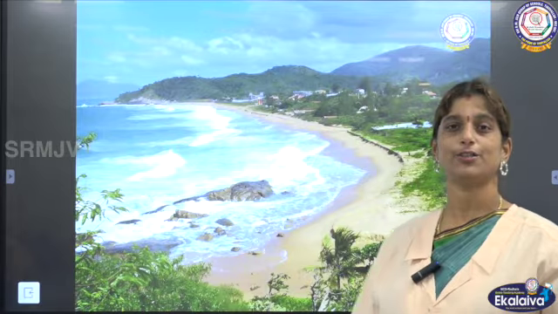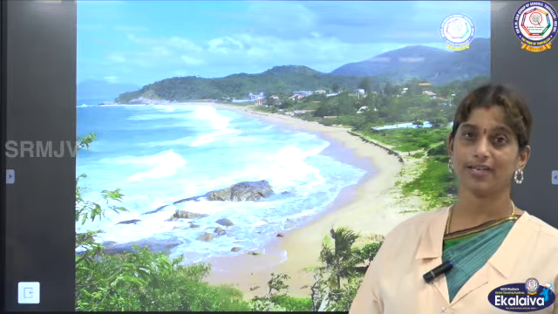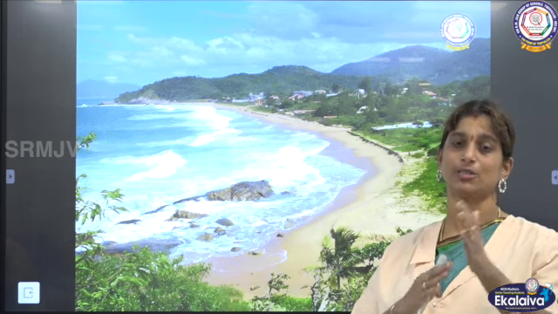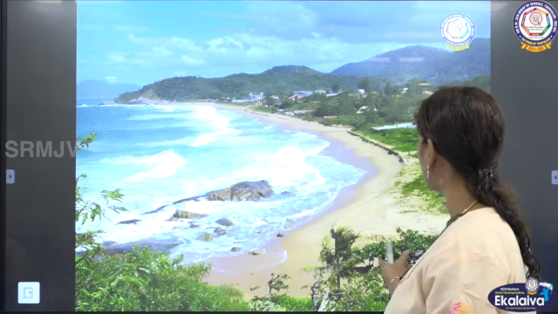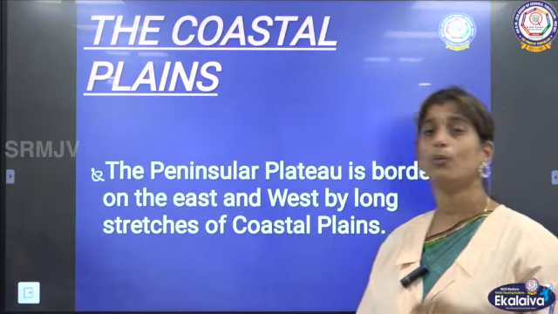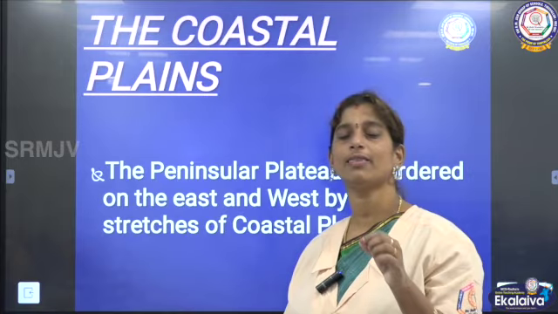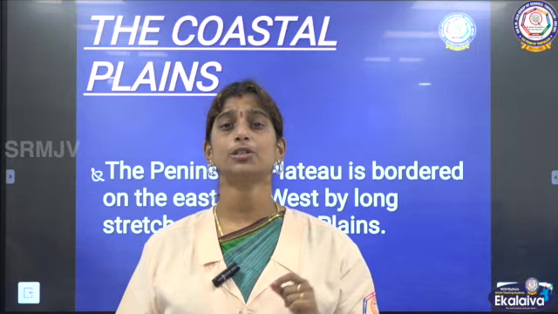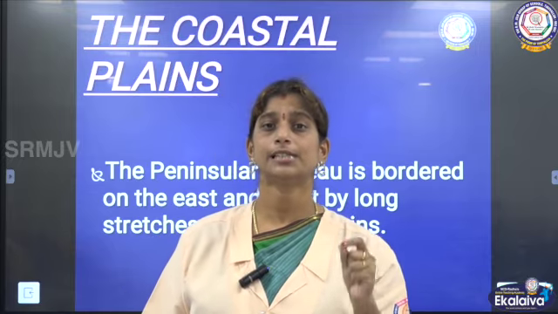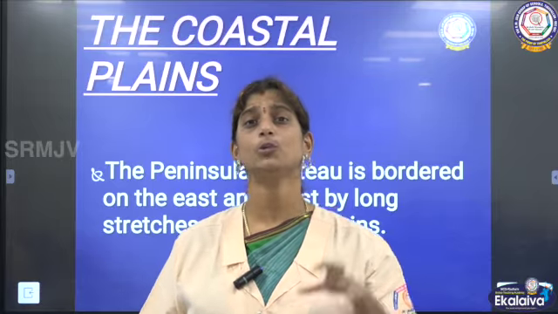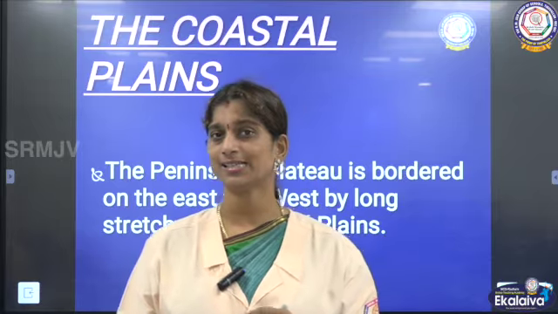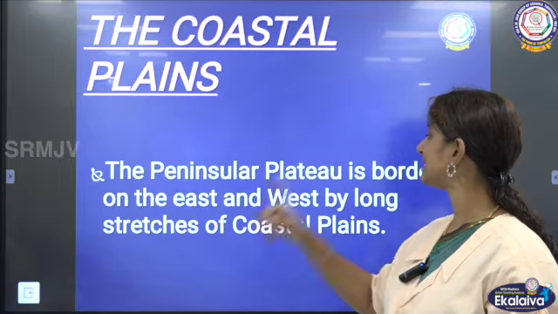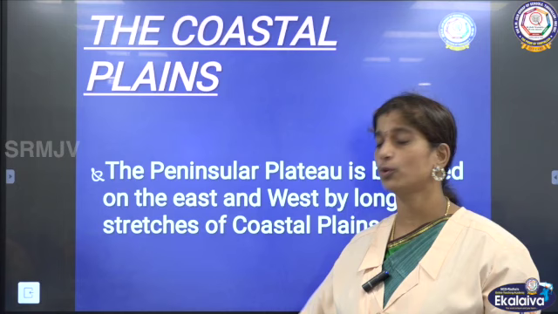Now we are going to see about the coastal region or the coastal plains, which means the places which are near the sea. While starting this lesson itself, we have seen that we have a very vast coastline of about 7,516.6 kilometers, which includes the island groups also. Hope you remember that. The Peninsula Plateau is bordered on the east and west by long stretches of coastal plains.